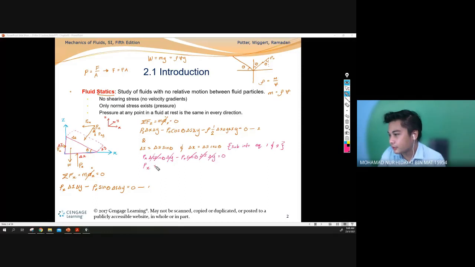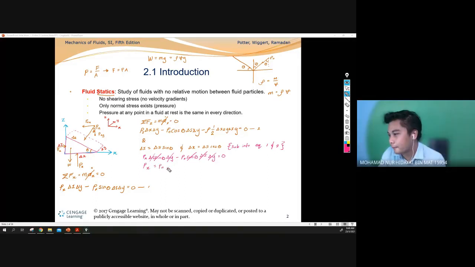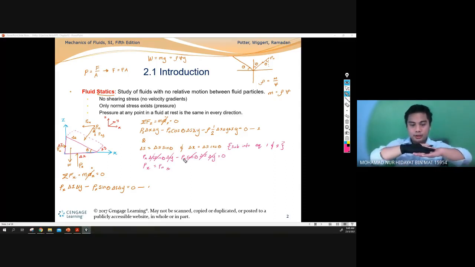Px is equal to Pn. Okay, so we can say that the pressure throughout the whole horizontal is the same. Do you agree with that? In the horizontal direction, the same pressure is acting. Okay, this is a swimming pool.